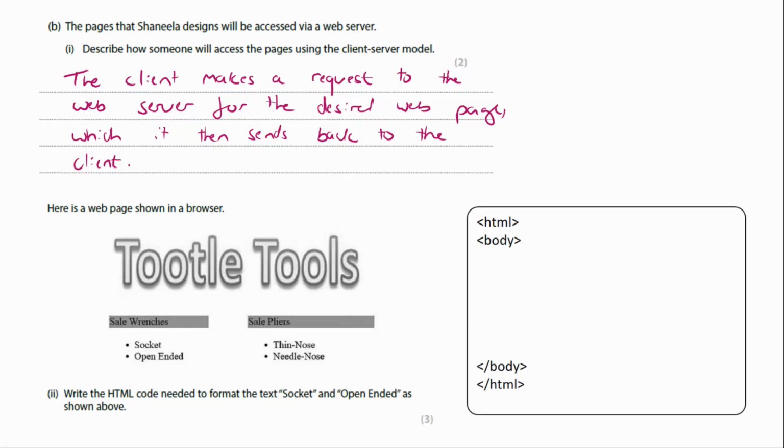We now have to do a bit of HTML. So we have to write the HTML code. It gives us the kind of base tags you'd always have, so you don't need to worry about those. We have to write the HTML code, need to format the text socket and open-ended, so this bit here, this list, as shown above, for 3 marks. So if you know HTML, this is a great 3 marks, but if you don't know HTML, you might be panicking at this point, so it's important you learn it, and CSS when you're revising.